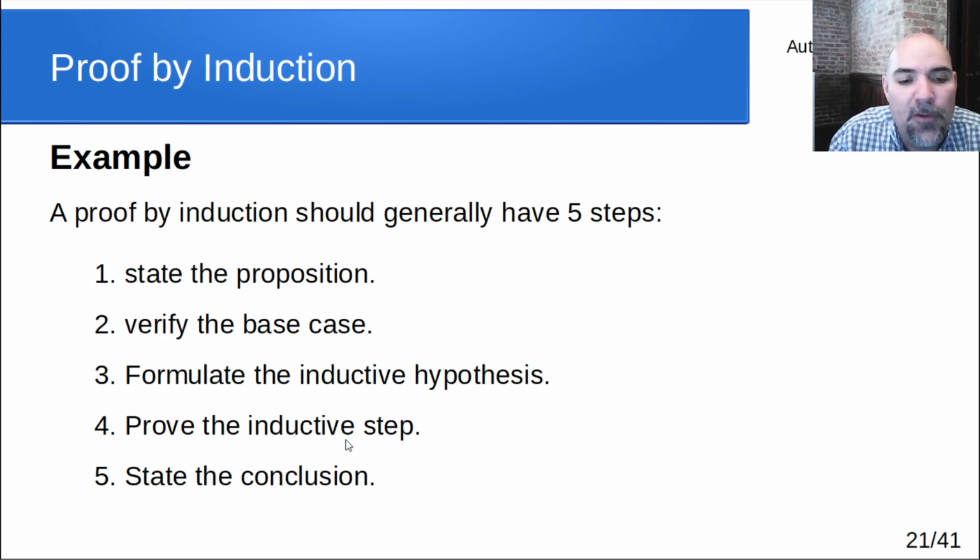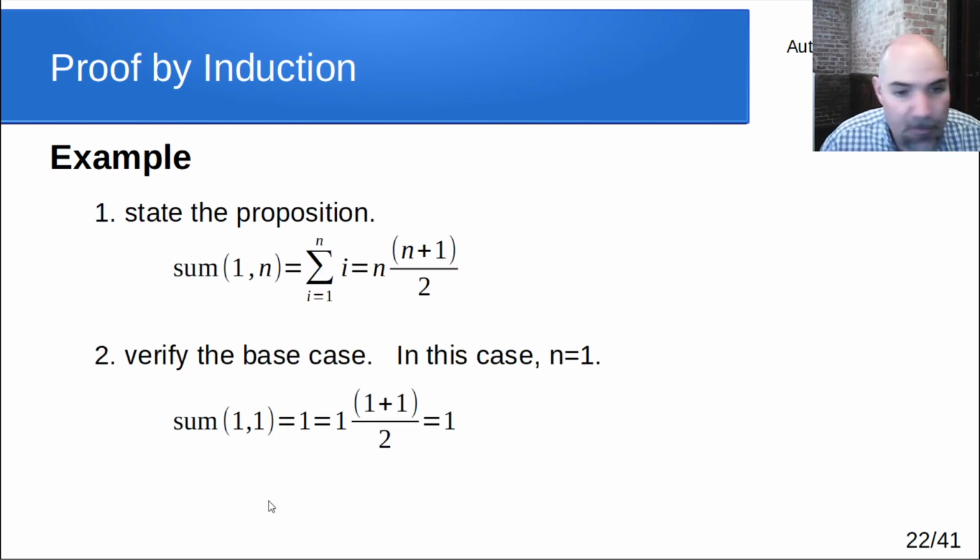And then after we've proven that, then we're going to state the conclusion. So let's apply that to our problem. First off, state the proposition. The proposition, as we previously stated, is that the sum from 1 to n is equal to n times n plus 1 over 2.